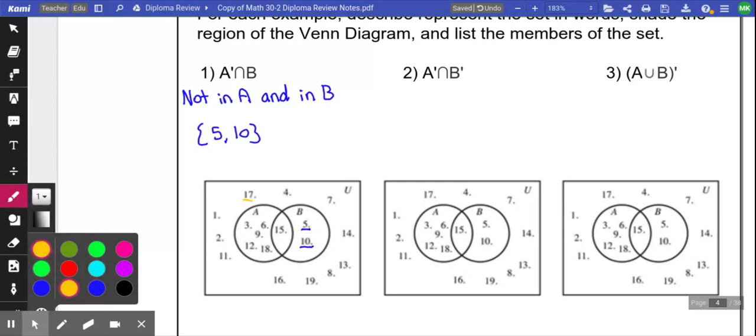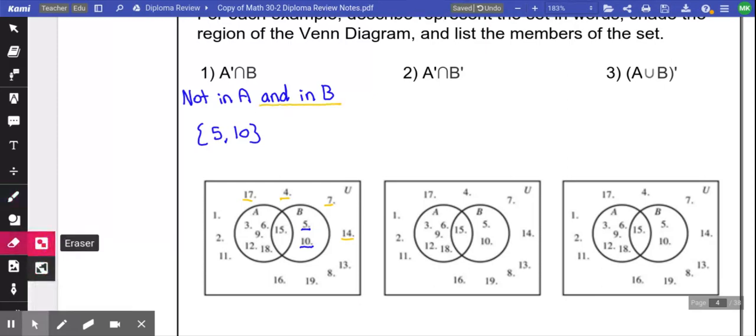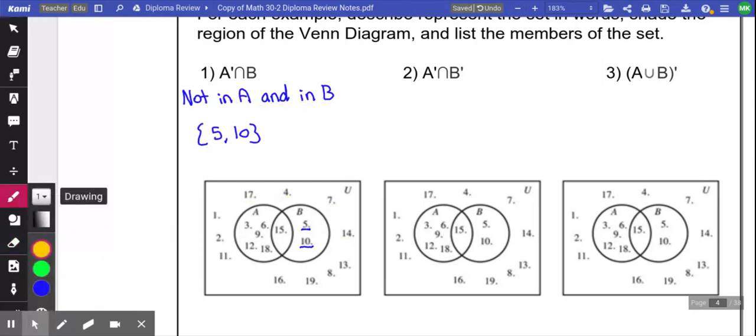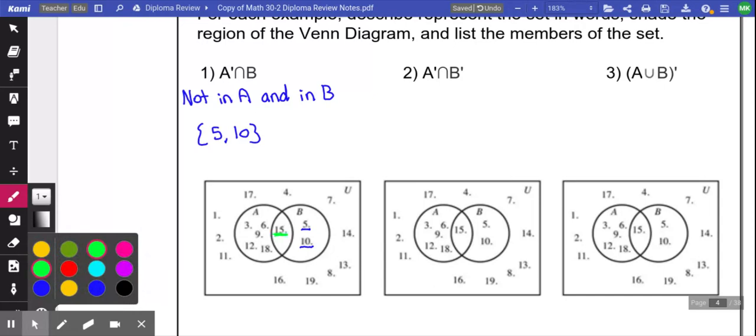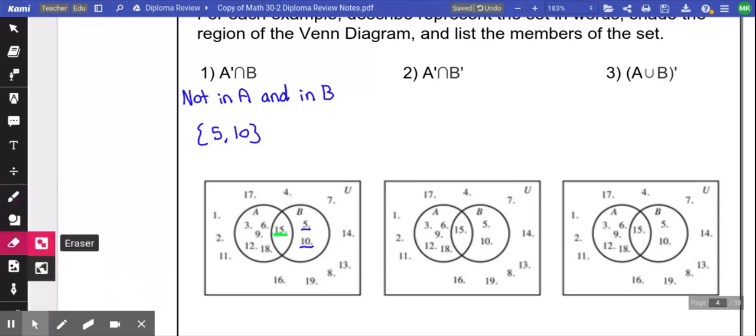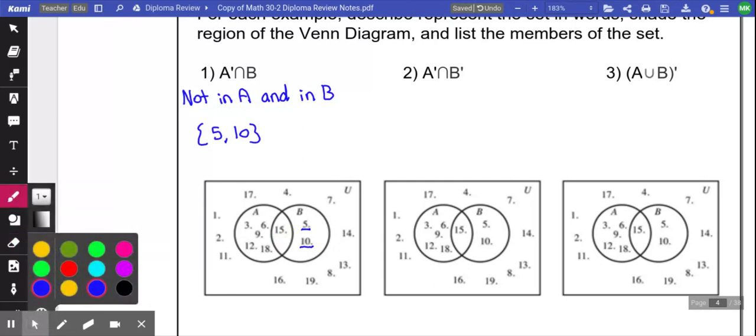Some mistakes people make. Sometimes people think these outside numbers should also be a part of the set because they're not in A. While it's true that they're not in A, it says they have to be in B. Those numbers would not count because they aren't in B. Another mistake sometimes people make is they would include the number 15. The number 15 would not work because 15 is in A, and the question said not in A. So if I was to shade this, the only region I'm looking for is this region over here. That is the region that is not in A and is in B.